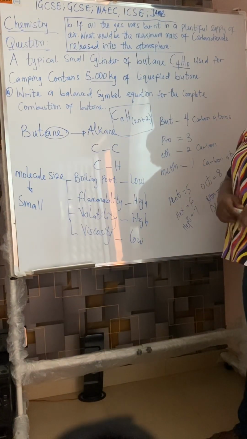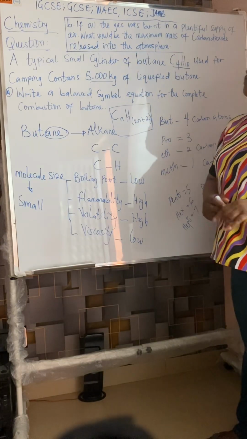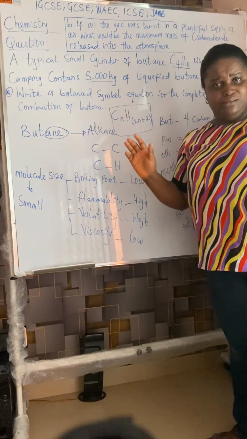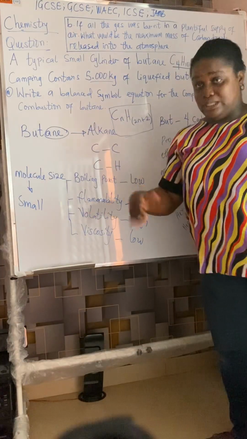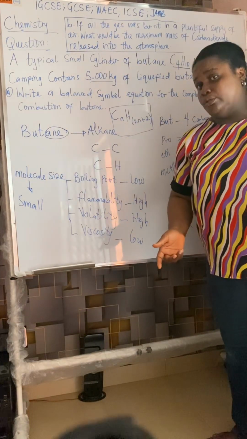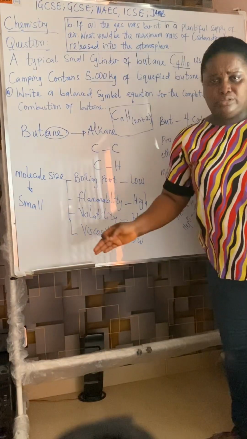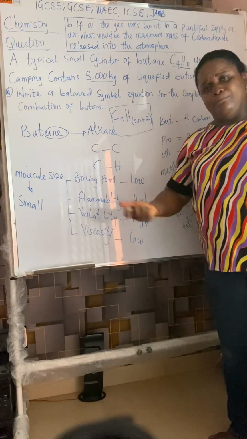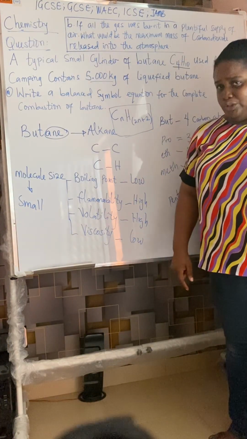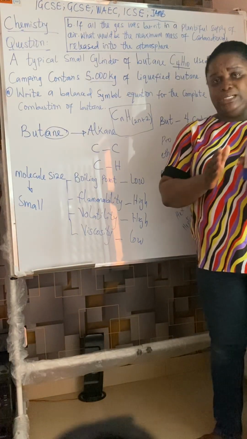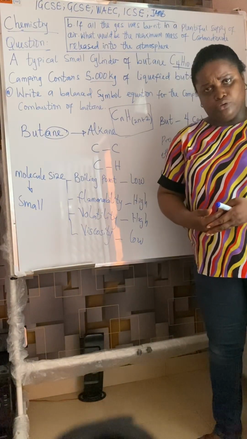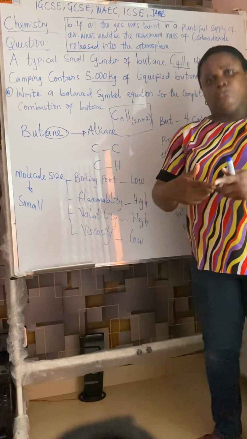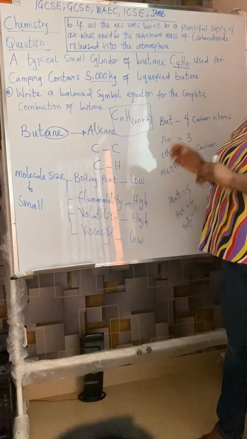So what do I want us to know? For now, before we talk about writing a balanced symbol equation for the complete combustion of butane, they are talking about one of the reactions that this hydrocarbon undergoes, which is complete combustion. You will need to know the products of a complete combustion of butane. And apart from complete combustion, we also have incomplete combustion. If a hydrocarbon undergoes a complete combustion, what will be the product, and how will you test for it? If a hydrocarbon undergoes an incomplete combustion, what will be the product, and how will you know? So this is what I want us to know.